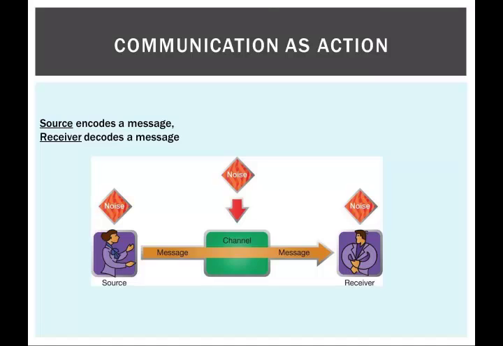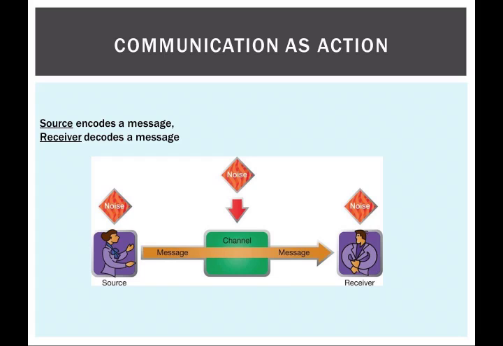So to start off, the basic model is the communication as action model. This is a one-way linear model. There's a clear source and a clear receiver in this model. The source is essentially the person that encodes meaning into a message. Encodes just means that the source is putting meaning into that message. They're actually coming up with that message, whether it's verbal or nonverbal, and have placed their meaning when they send that message to the receiver.